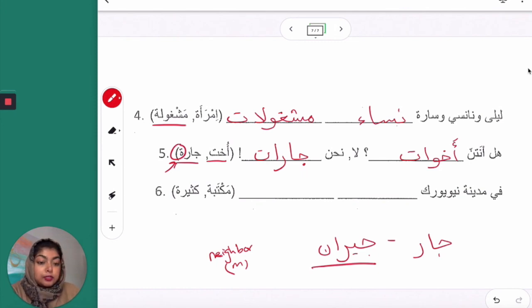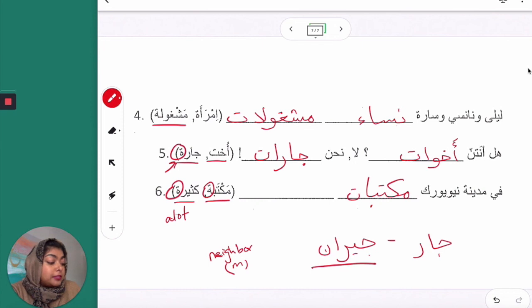في مدينة نيويورك. So in New York City. في مدينة نيويورك مكتبة كثيرة. كثيرة means a lot. So we want to say there's a lot of libraries or a lot of bookstores. مكتبة. That was in your chart. Past ta marbuta, what did we add to it? مكتبات. Are they human or non-human? Good, they're non-human, so it just takes a ta marbuta. This already has one, so we keep it. كثيرة.